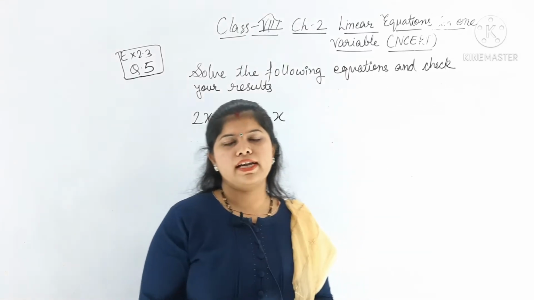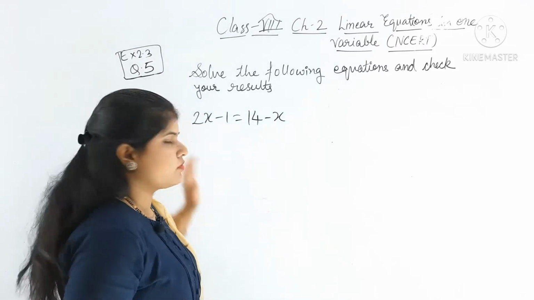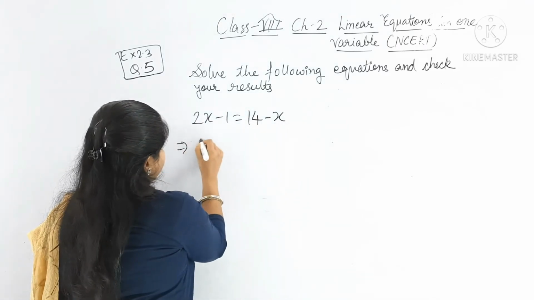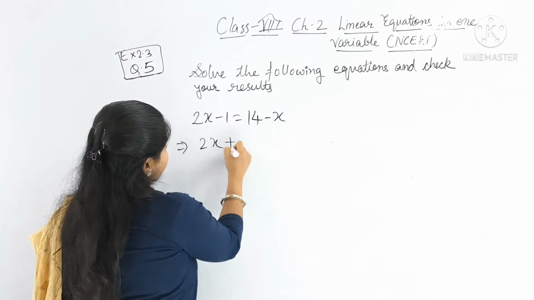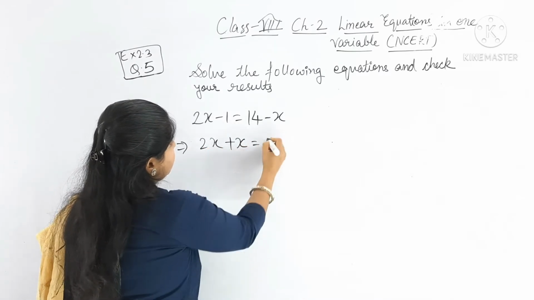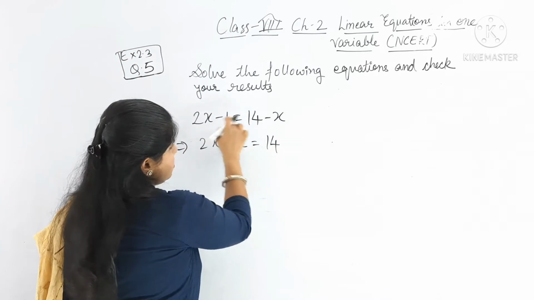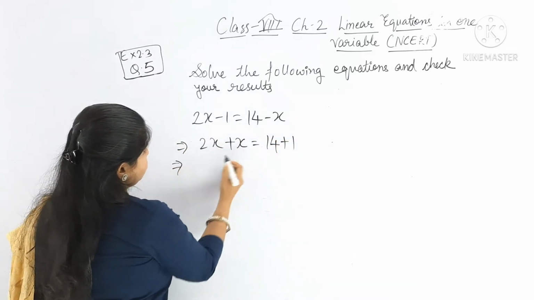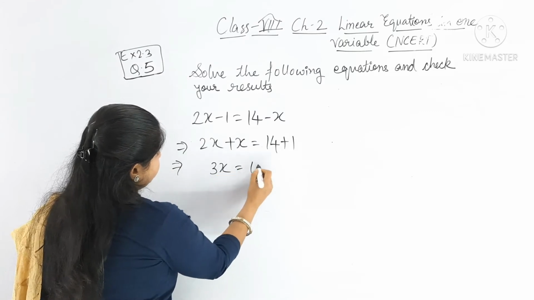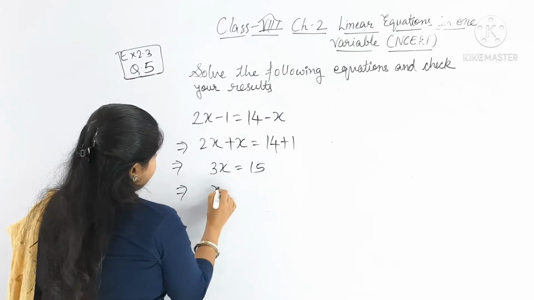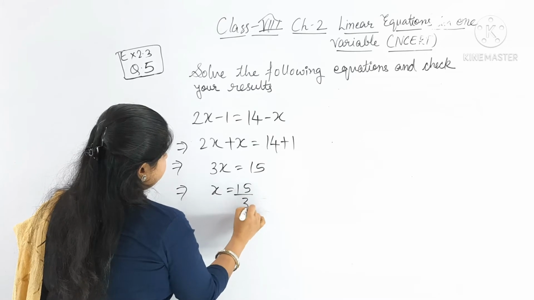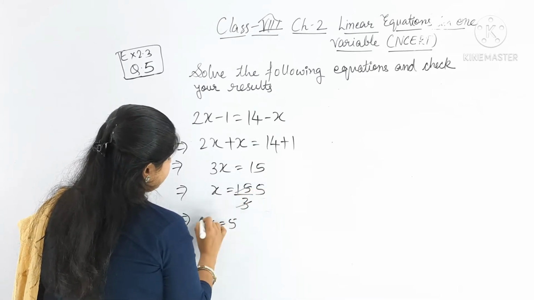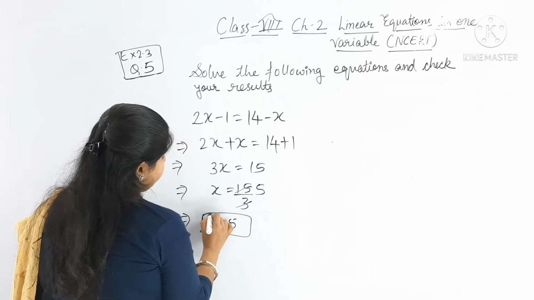Okay students, now let's see question number 5. Okay, here variable is x. So here it is minus sign, so we have to write plus here. Here 14, this is minus sign, so 14 plus 1 is 15. So 2x plus x is 3x equal to 15. So I am getting x equal to 15 by 3. 3 5s are 15. So what I am getting is x equal to 5.